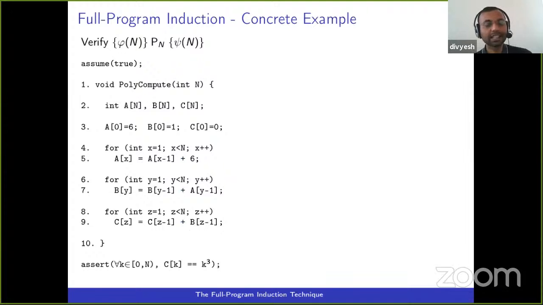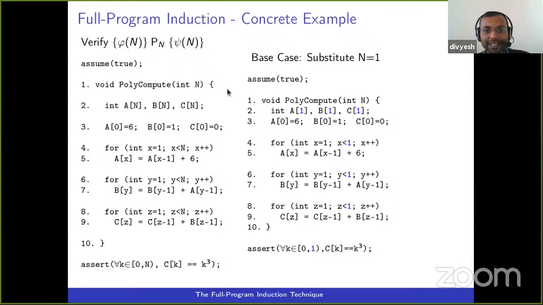Let us try to apply this technique to our motivating example. So here I have again taken this polycompute function that we have already seen. We'll start with the base case where we substitute n with 1. We assume that all the loops now have a finite bound and thus can be totally unrolled. This is required so that we can feed this program to a bounded model checker or an SMT solver.